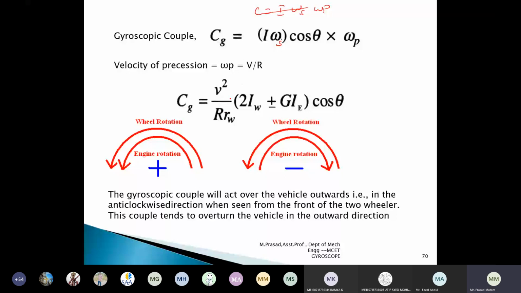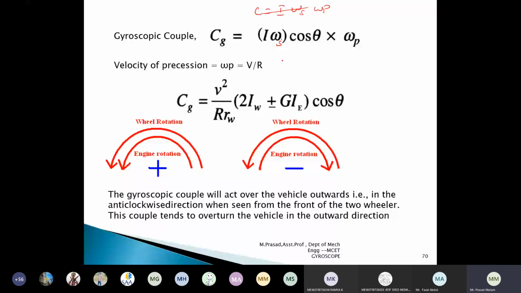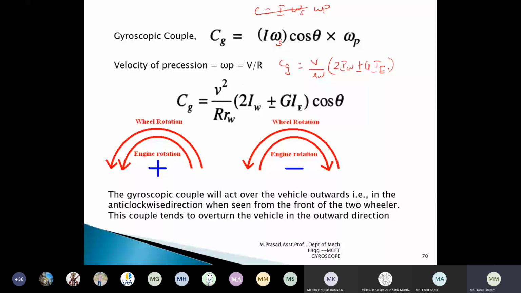Now what gyroscopic couple will come? Substitute everything here. You can see, everything is available. H is (2IW plus or minus G into IE) into omega E. The same I have written here. The gyroscopic couple is equal to, how am I getting V square by RW? You can see here, V by RW into (2IW plus or minus GIE). This is the angular momentum.